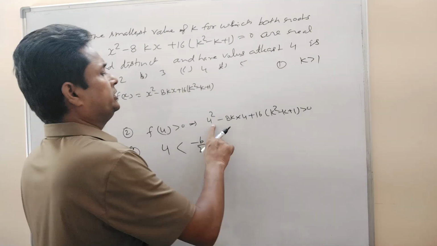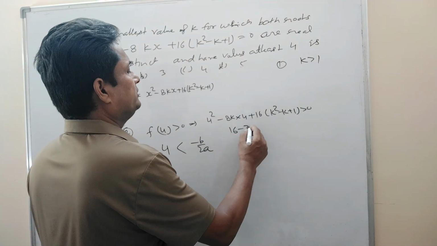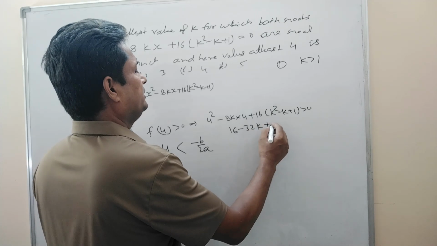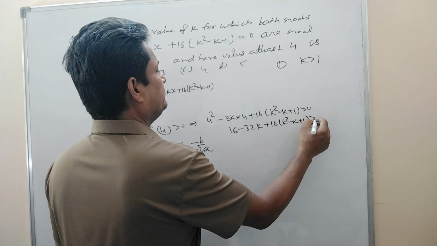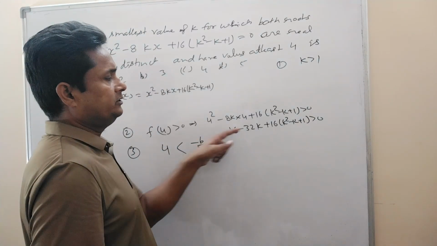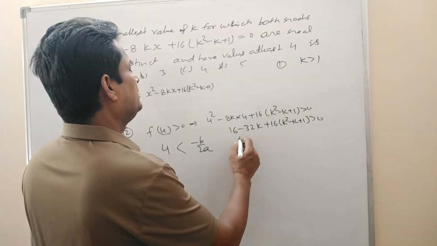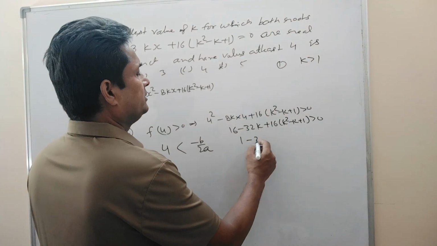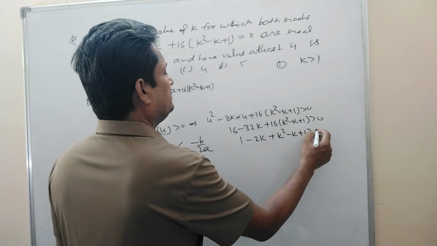Now this will be how much? This will be 16. So it will be 16 minus, this is 32k plus 16 times k square minus k plus 1 greater than 0. Now divide by 16. 16 is a positive number, so the inequality will not change. So this will be 1 minus 2k plus k square minus k plus 1 greater than 0.